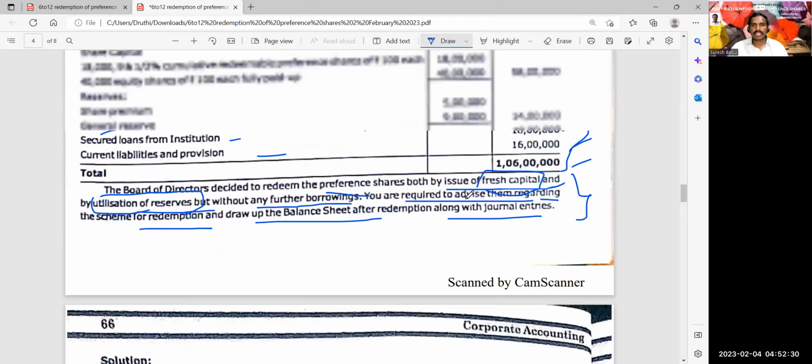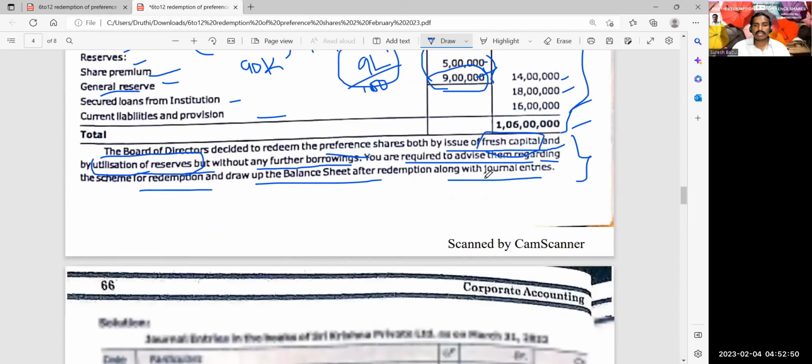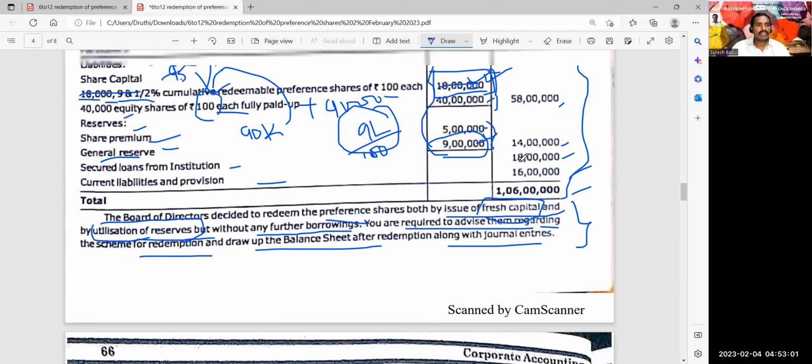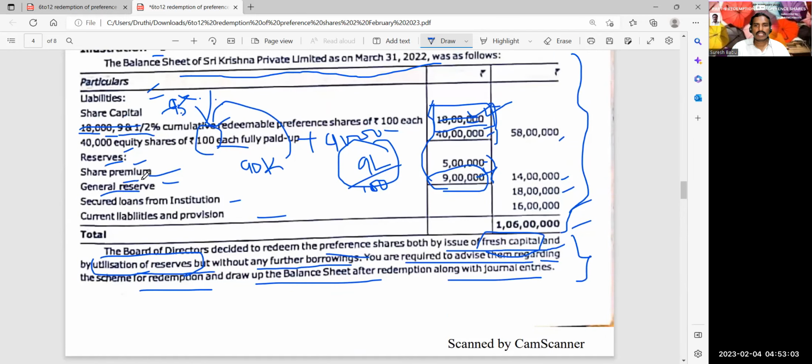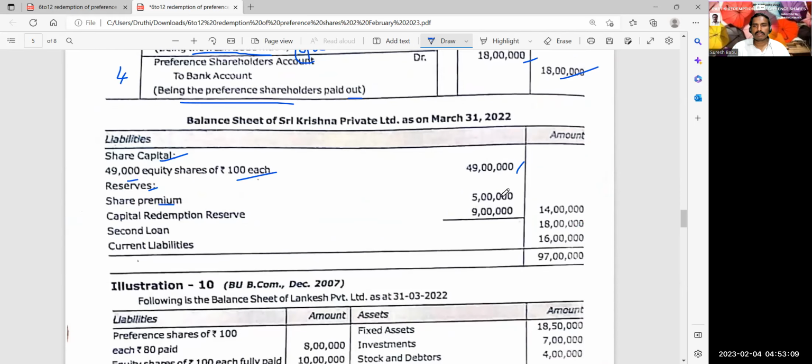Now in the balance sheet, what changes will you have? See, 18,000 preference shares, this will go off because you've already paid. That doesn't come. Then what is remaining? 40,000 plus new shares you have issued. How many? 9,000. Correct, no? 49,000. It becomes 49 lakhs. See, this is a balance sheet. Share capital, 49,000 shares of rupees 100 is 49 lakhs. Okay. Then share premium, we did not use at all. See, reserves, share premium, how much? 5 lakhs. So please write as it is. See, reserves, share premium, 5 lakhs.